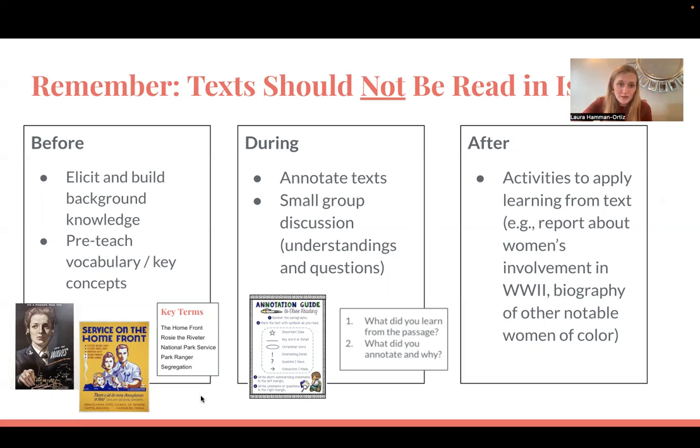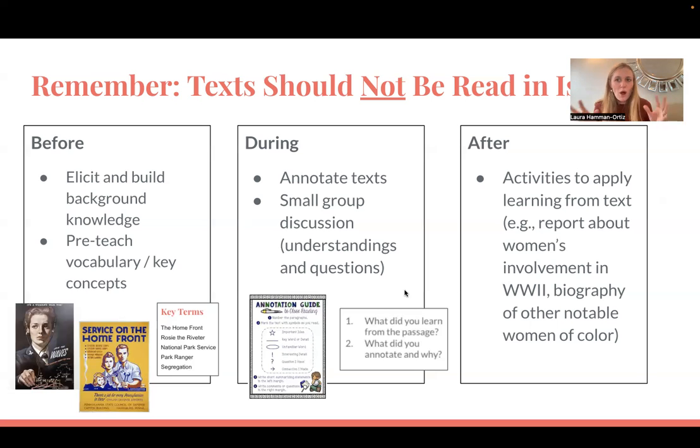And then, of course, while they read, the during reading activities might include annotation, teaching them different strategies for annotating the text, engaging in some small group discussion to talk about their understandings and their questions. And afterwards, doing some extension activities to apply their learning. So for example, students might write a report about women's involvement in World War II, or they might move from this article to writing a biography of other notable women of color.